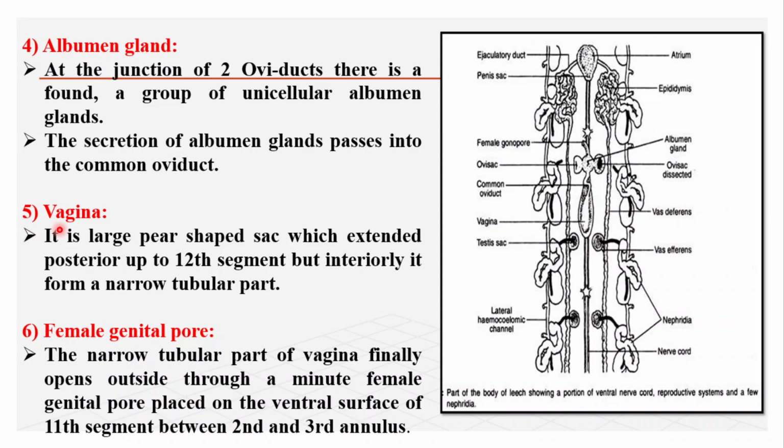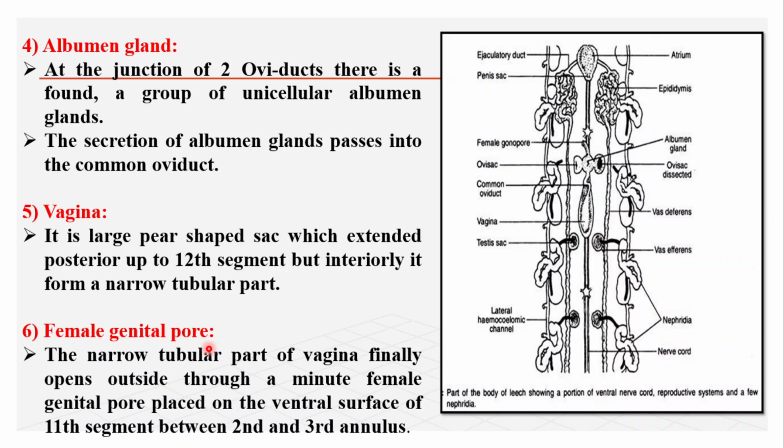Then the next structure is vagina. It is a large pear-shaped sac which extends posteriorly up to the 12th segment. See here, the common oviduct opens into a large bulgy globular structure which is called as vagina, and it is present in the 11th segment and runs posteriorly up to the 12th segment. But interiorly it forms a narrow tubular part. So it is called as vagina.